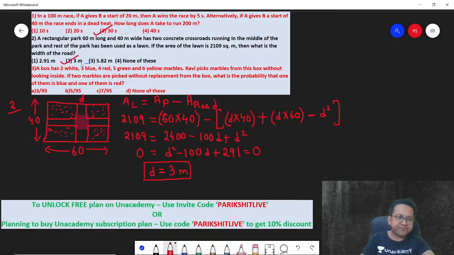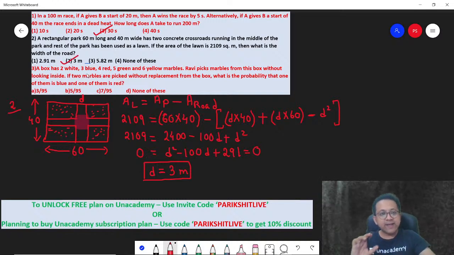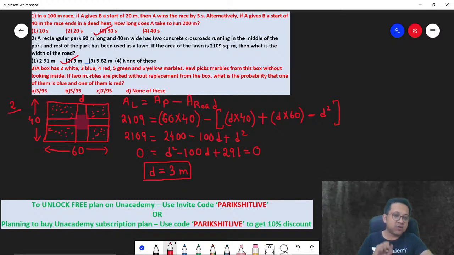That's it. Got it? Any doubt in this? A beautiful question in the snap where students are prone to make mistakes because you will ignore that small d which you have counted twice in the center. You got to remove it one time. Very, very important. Clear? Any doubt in this?